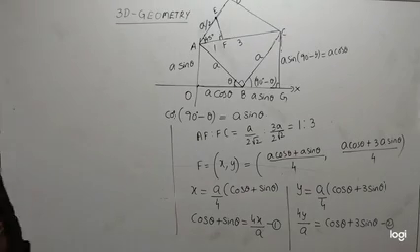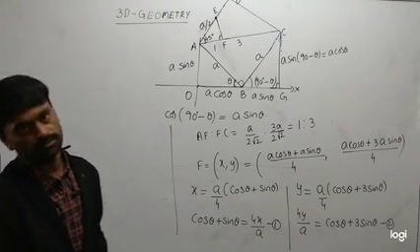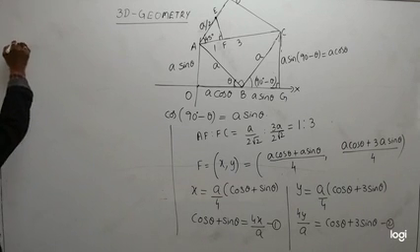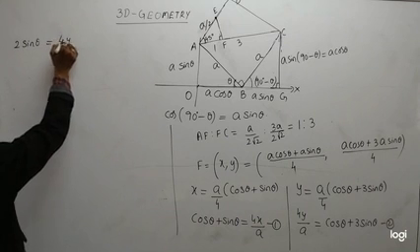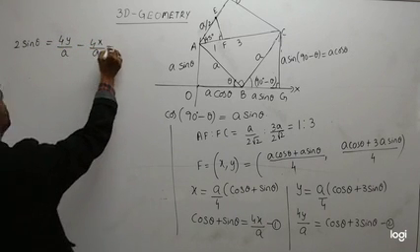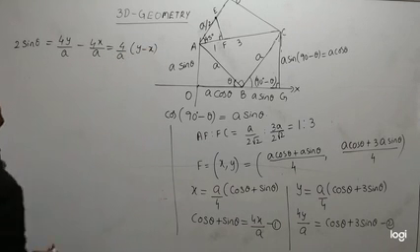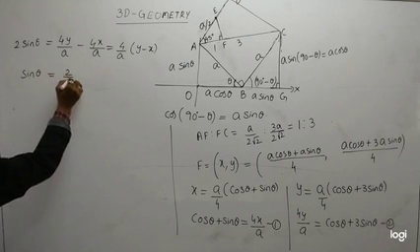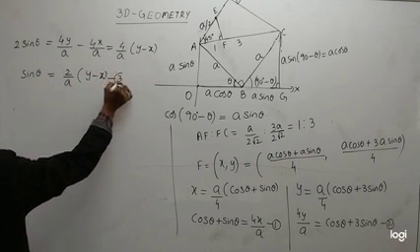So just you do like this. Equation 2 minus equation 1. Cos theta will get cancelled. So 3 sin theta minus sin theta, what you will get? 2 sin theta is equal to 4y by a minus 4x by a. So that is equal to 4 by a into y minus x. So from this sin theta is equal to 2 by a into y minus x. So let it be equation 3.